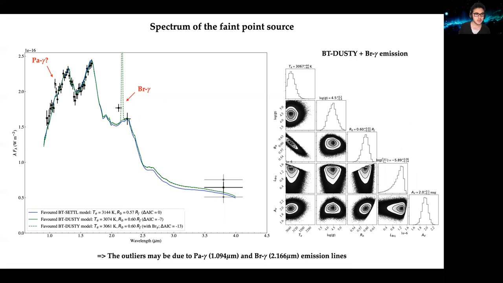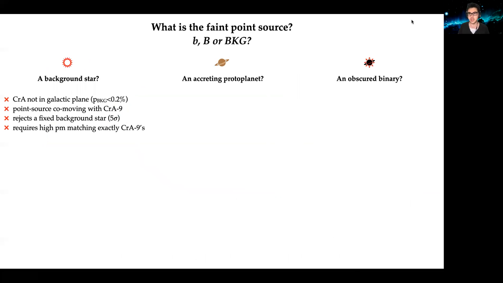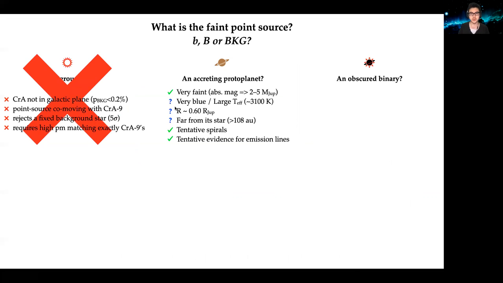We can also notice that this potential second outlier lies exactly at the wavelength expected for the Paschen gamma line. So altogether, this suggests that the point source might be accreting, since those hydrogen recombination lines are known as tracers of mass accretion in T-Tauri stars. So let's compile together all the evidence we have and discuss the different possibilities regarding the true nature of this object. So we saw from the astrometry that it is extremely unlikely to be a background star. Now, can it be an accreting protoplanet?